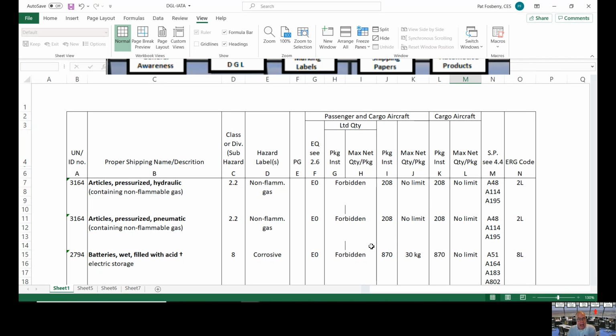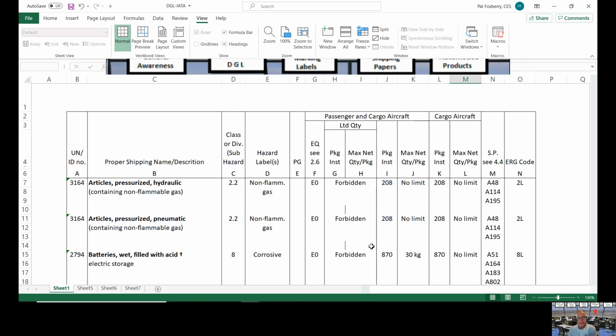So we'll start with column A, and that's our UN/ID number, your United Nations number. Of course, I think you all know by now it's a 4-digit number. You always have to put the letters UN in front of it. So that's, like I said, pretty obvious. We've gone over that. The proper shipping name description. Here in IATA, you'll see some things that could be a little bit different.